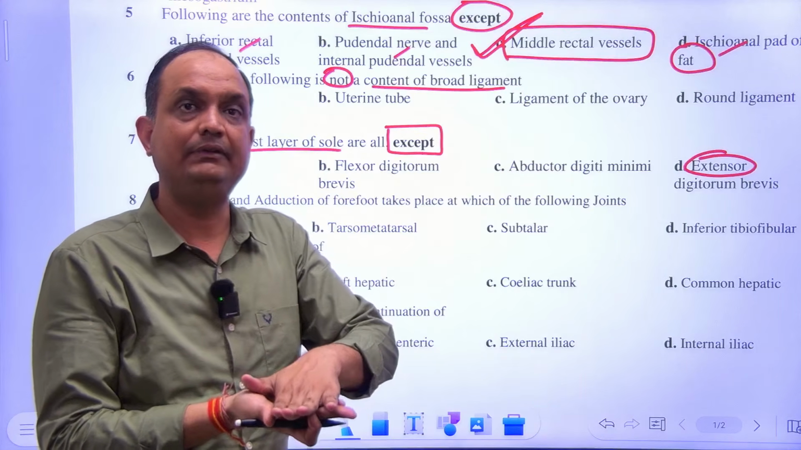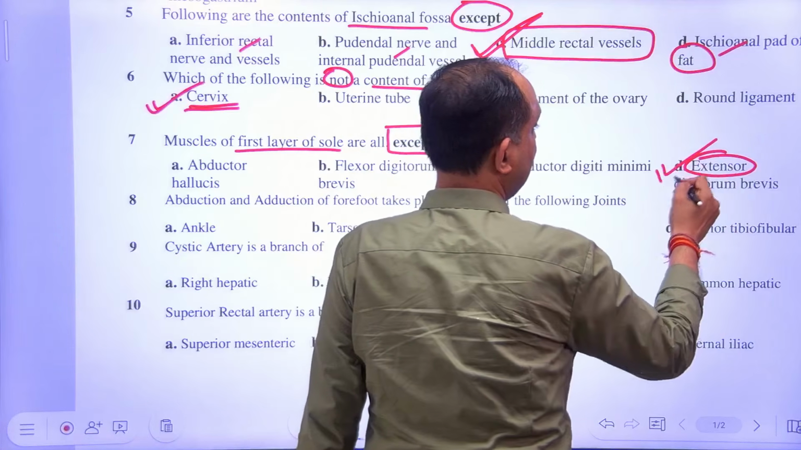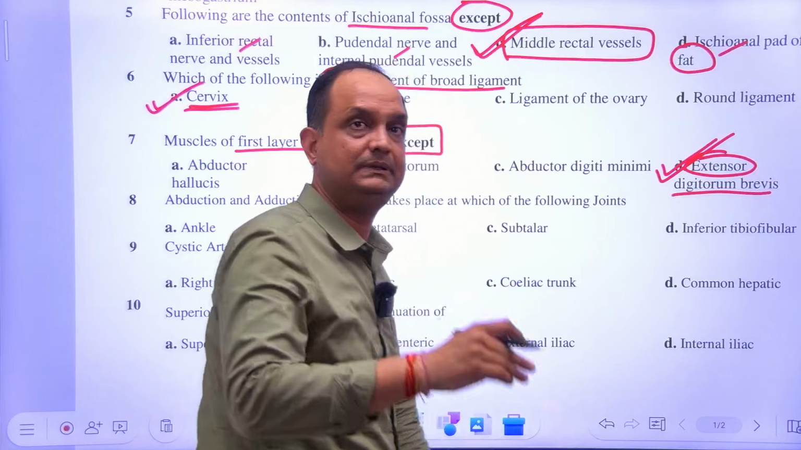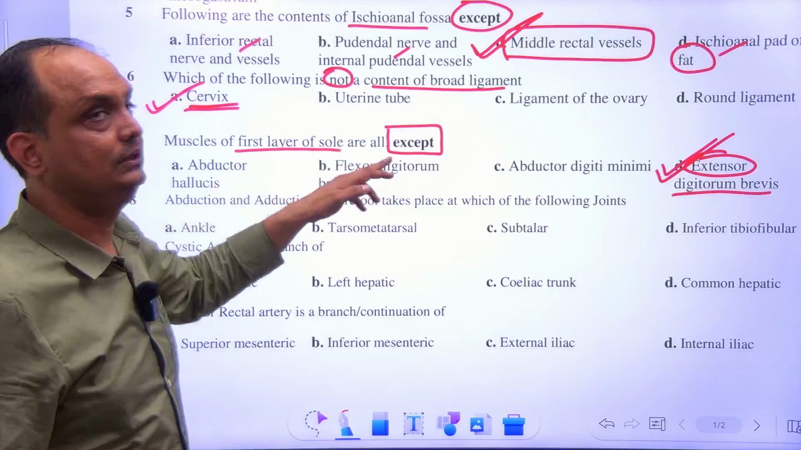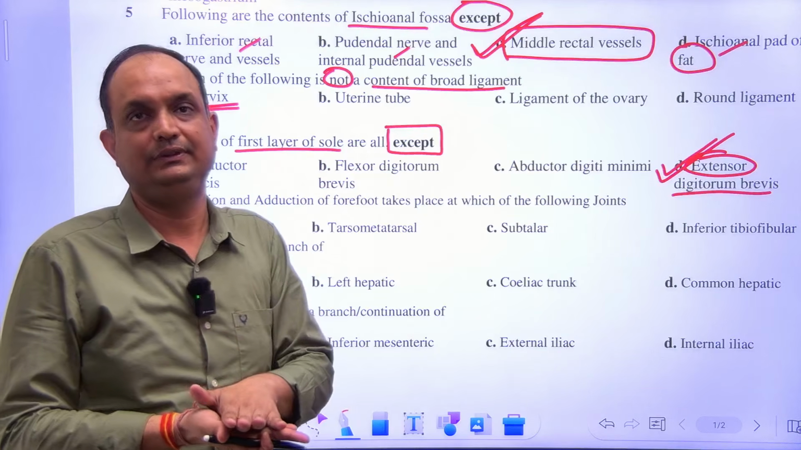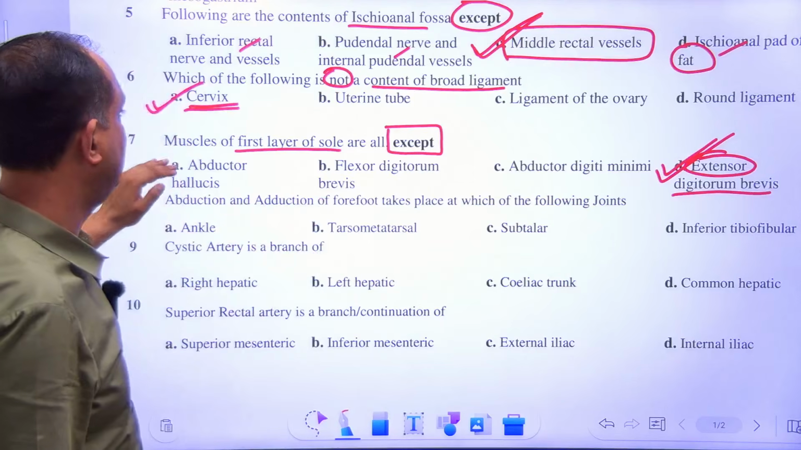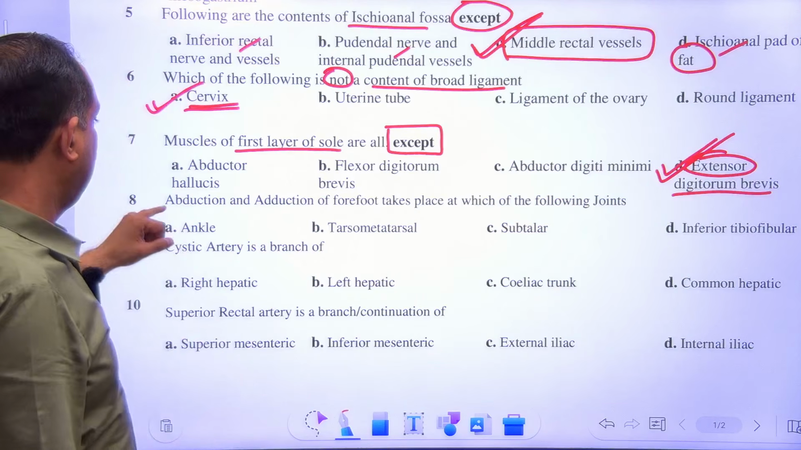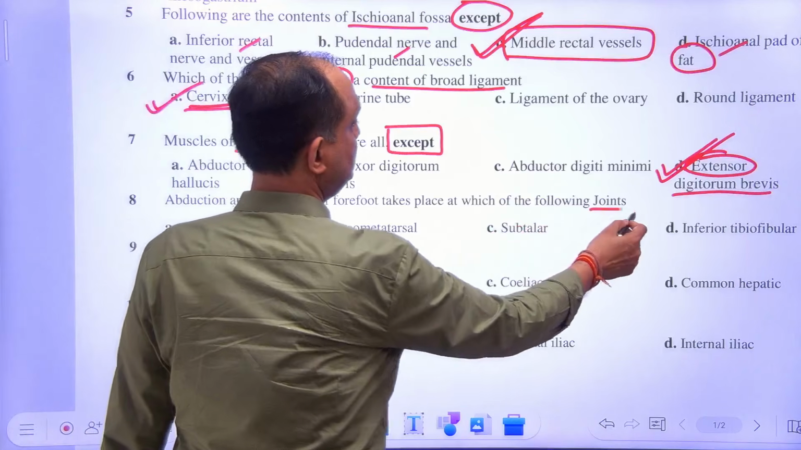So by having this knowledge only, you can say that D is the wrong answer, because extensor digitorum brevis is present on the dorsum of foot and we are dealing with the sole. That means we are dealing with the plantar surface. So answer D is wrong. It is not the part of sole. Now abduction, adduction of forefoot take place at which of the following joint?